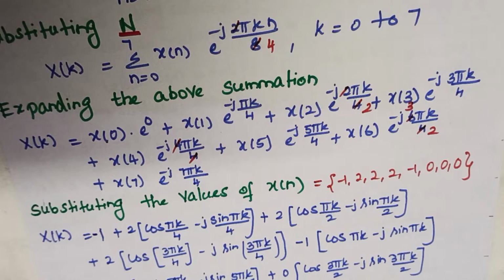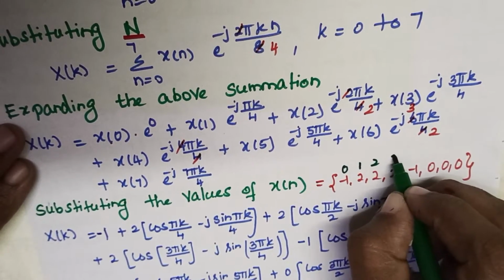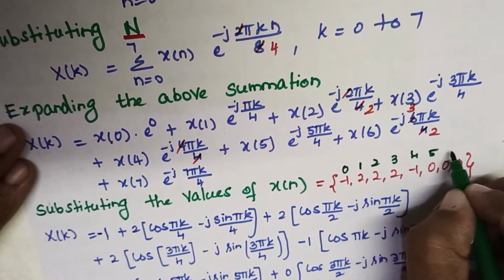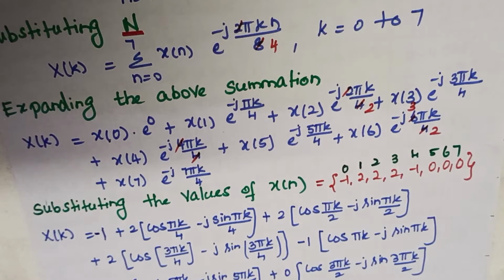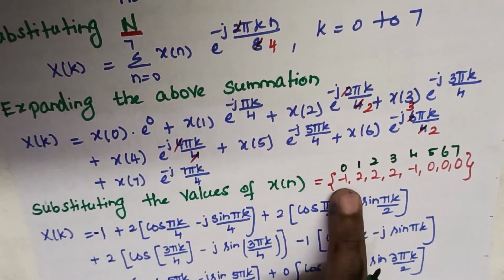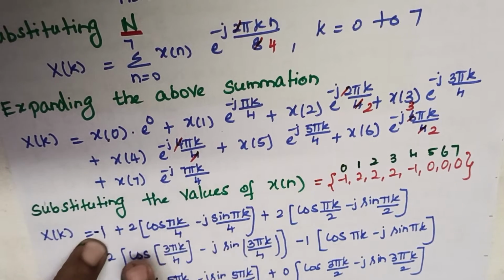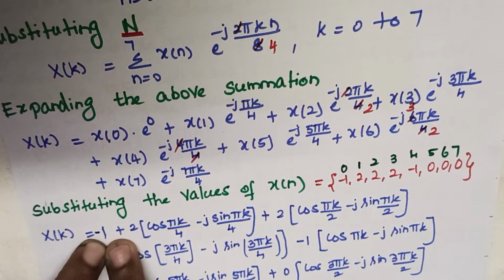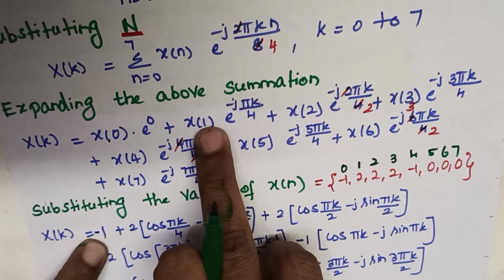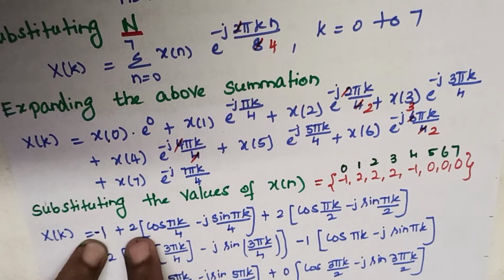And now this is for x of 0, x of 1, 2, 3, 4, 5, 6 and 7. So x of 0 is minus 1. We are substituting it here as minus 1. E power 0 is 1. So it is minus 1 into 1, 1. Next is x of 1. X of 1's value is 2 in the given problem. So we are writing 2 here.